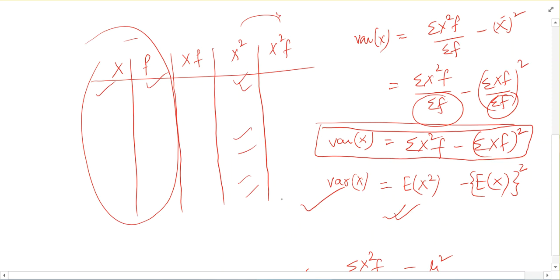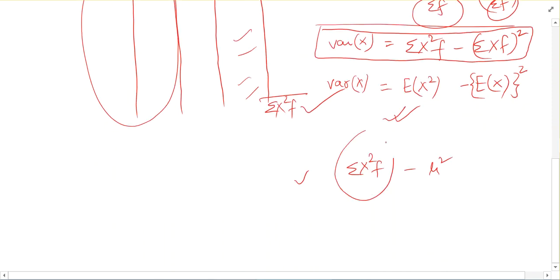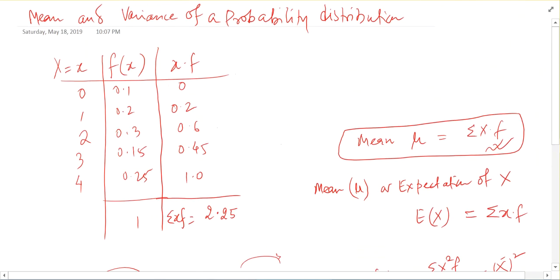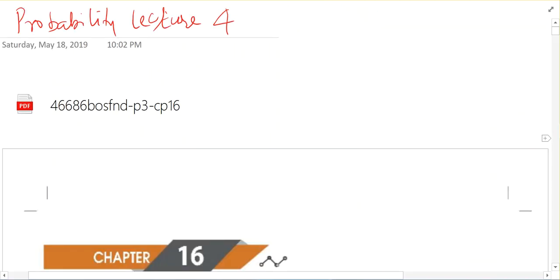Now you will do sigma x square f here. Here you will put the value of sigma x square f, and mean you have already found. I have told here. So this is how you deal with a probability distribution, expectation, variance, mean, etc. Now we do the examples of the chapter.